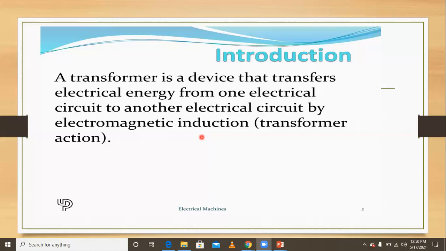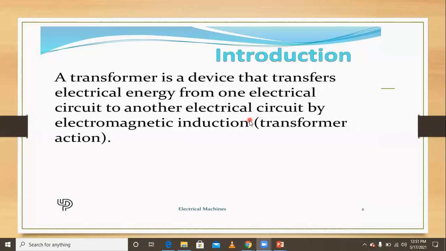A transformer is a static device. It transfers energy from one circuit to another circuit. So a transformer is not an energy conversion device. Remember, a transformer is not an energy conversion device. Inside the transformer there may be an energy conversion device. This transformer is electrically isolated but magnetically coupled.